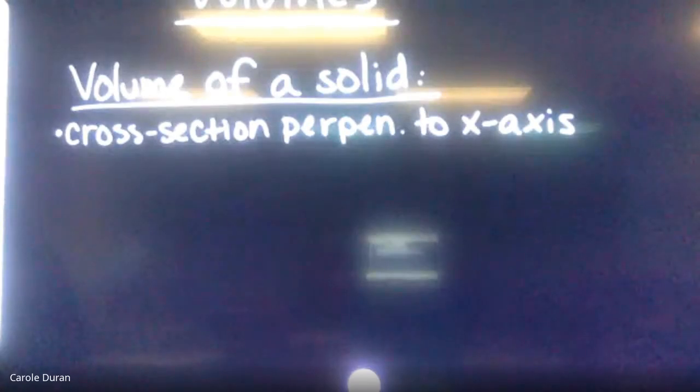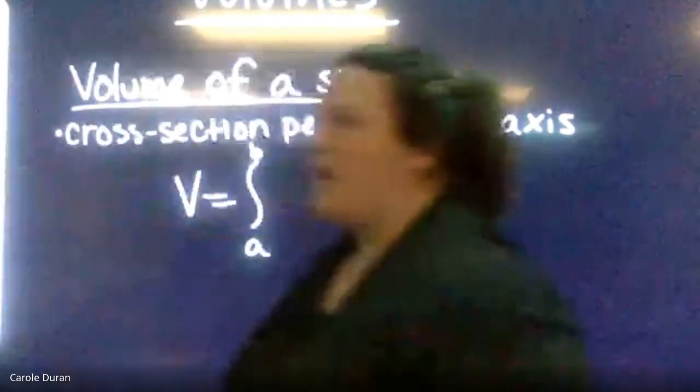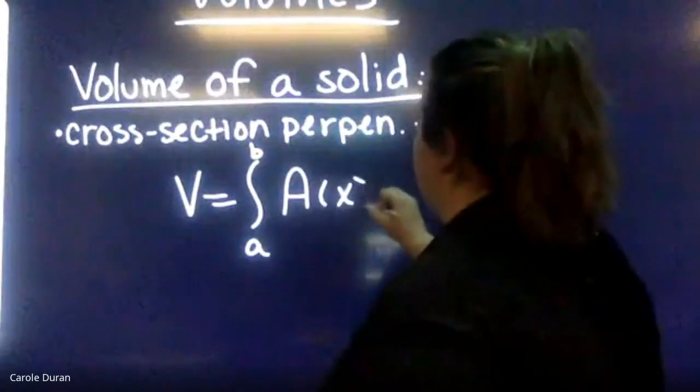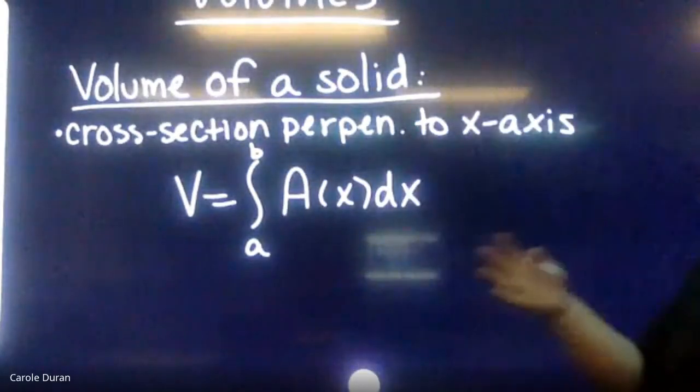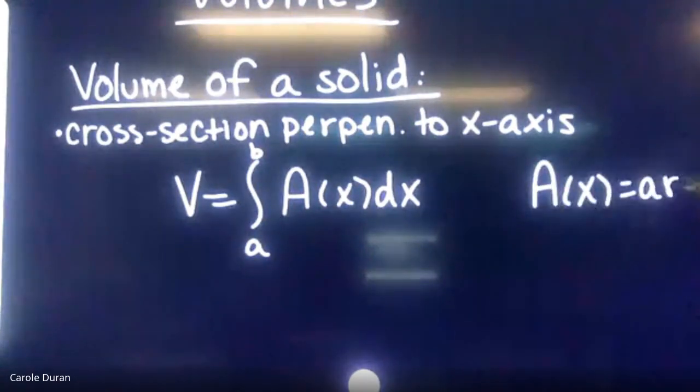Okay, so for a volume of an object that is taken with a cross-section that runs perpendicular to the x-axis, the volume is going to be the integral from A to B, which they typically give us, of my area dx. So A here is equal to our area, and that is typically the area of the base that is formed by the x and the y-axis.